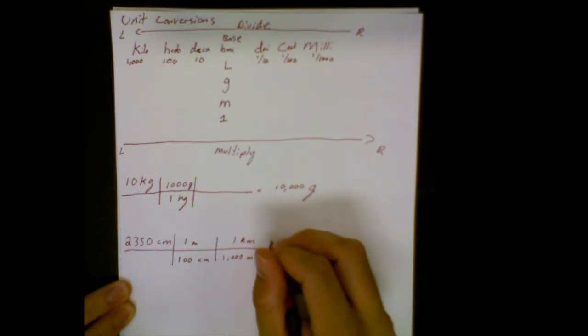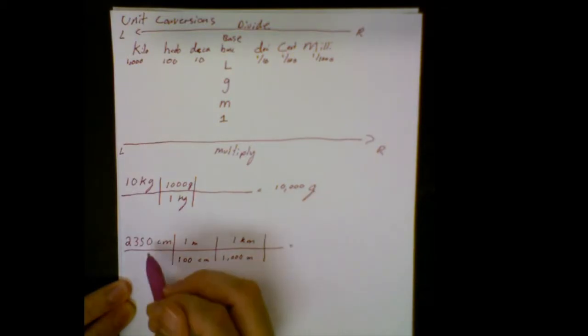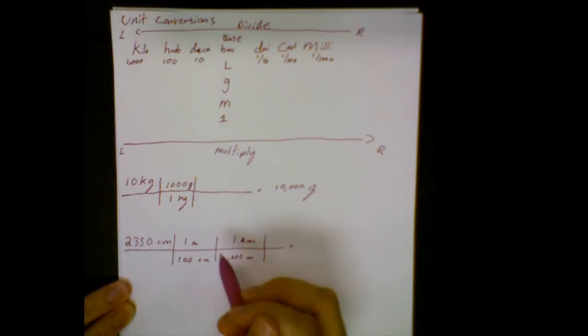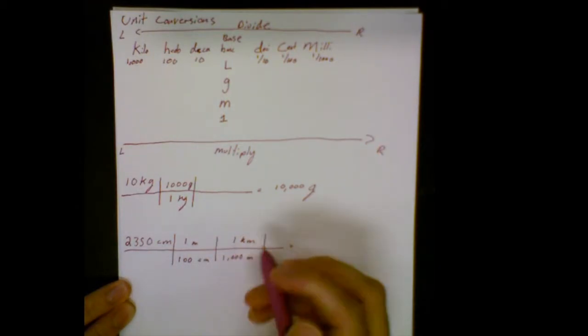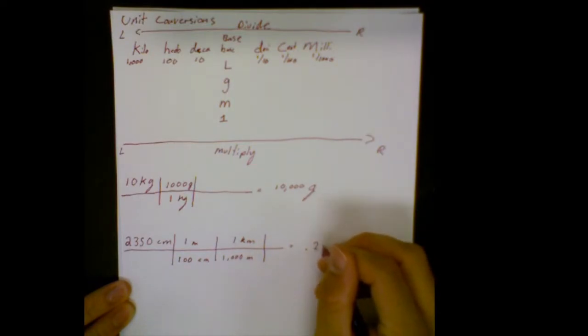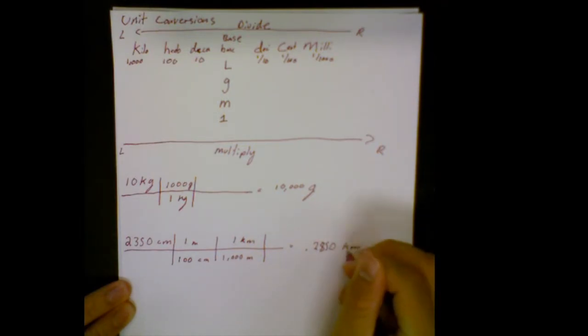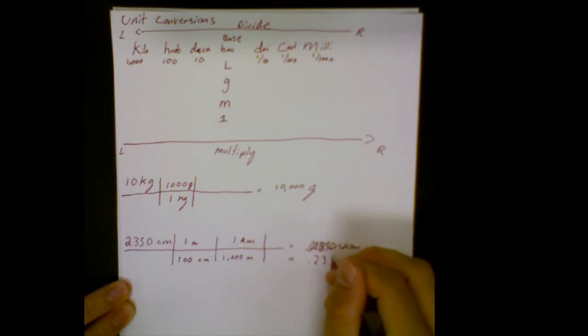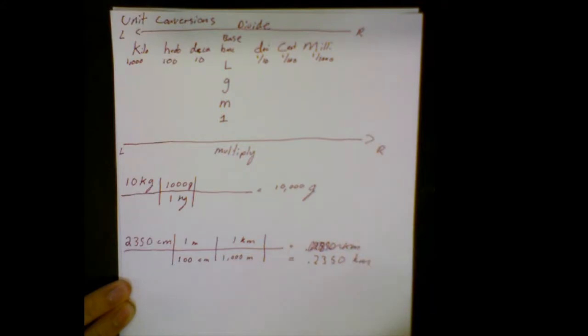So then you take and divide 2,350 by 100, and then you divide by 1,000, and then you multiply by 1, and multiply 1 again, and you solve it out, and you get that it is 0.2350 kilometers. I'll write that a little better, more clearly. 0.2350 kilometers. So that is how you do two very basic dimensional analysis problems.